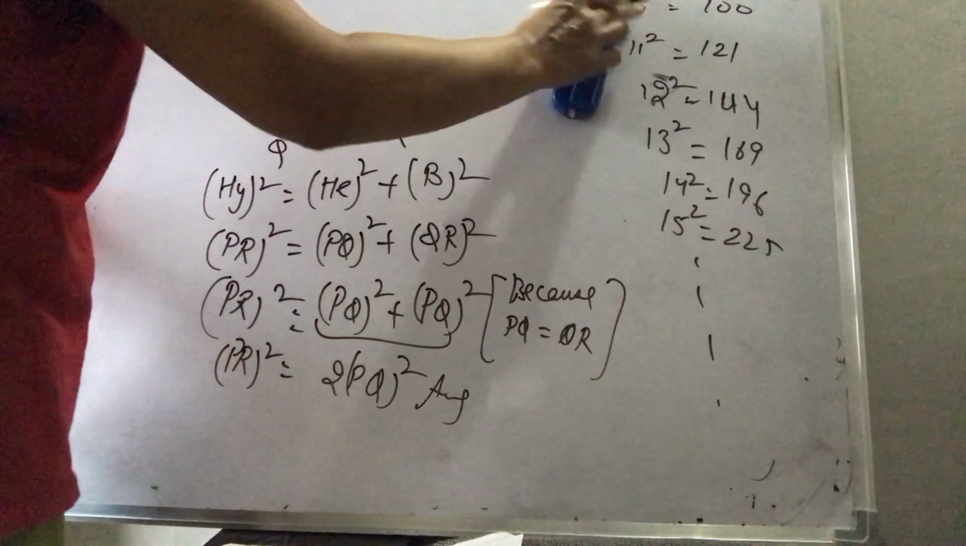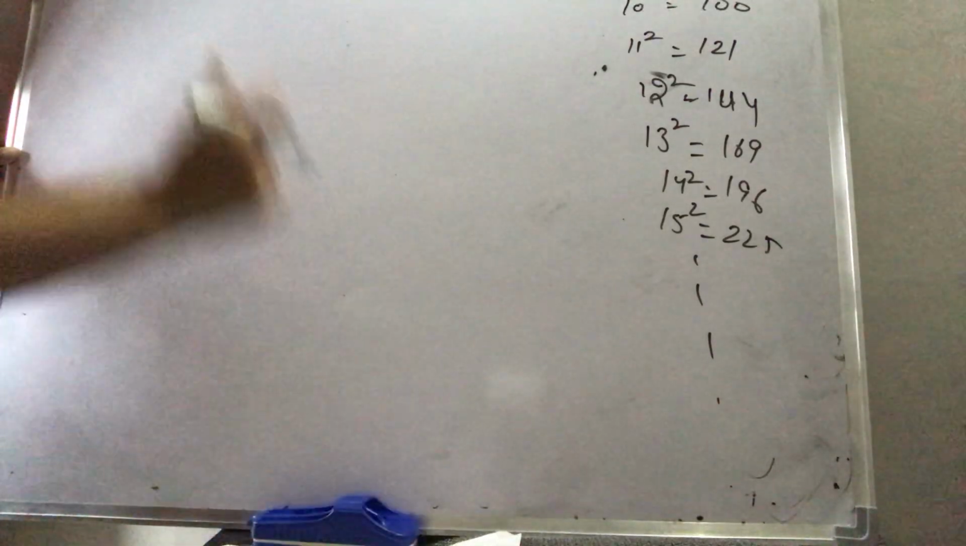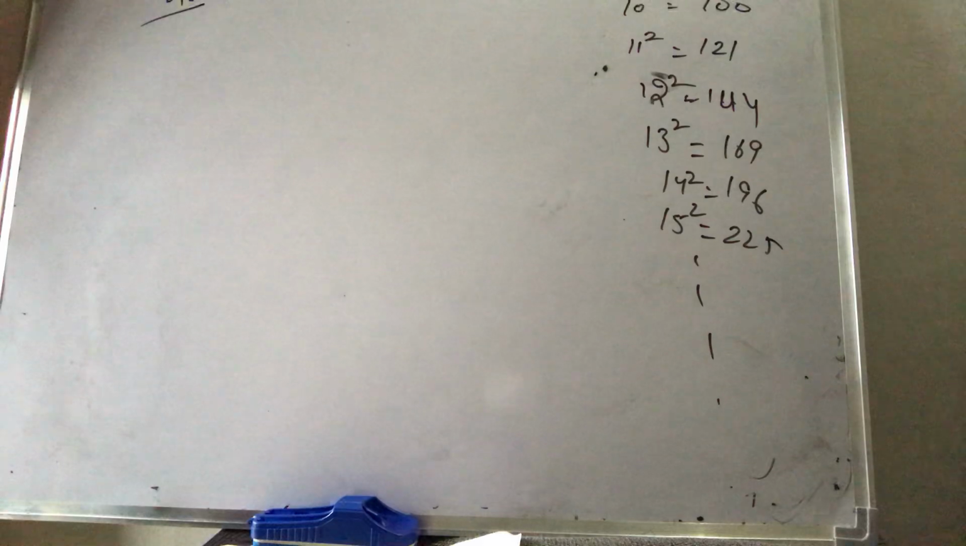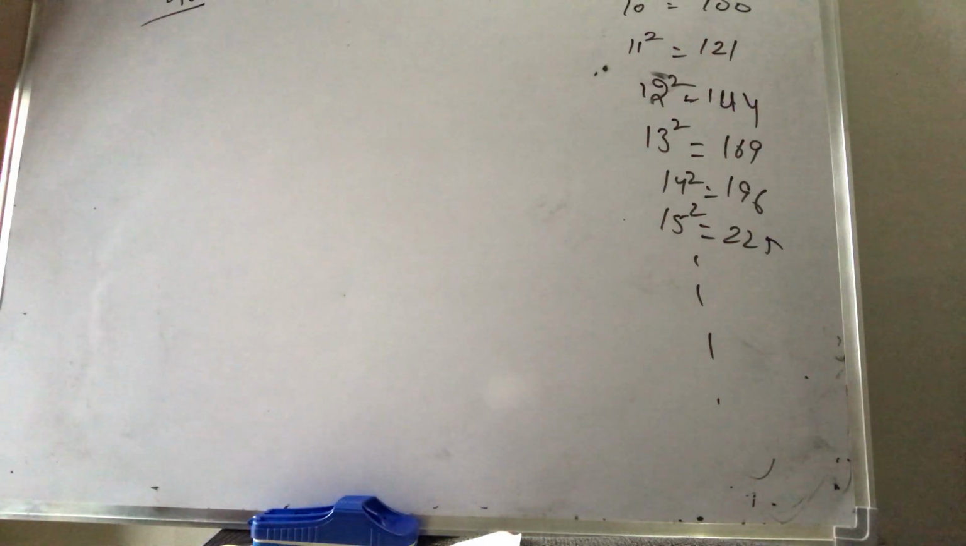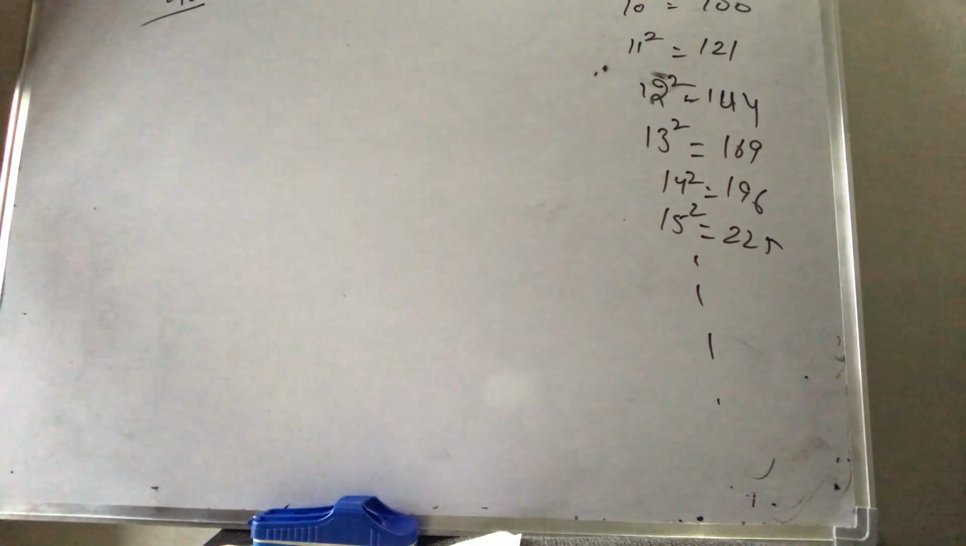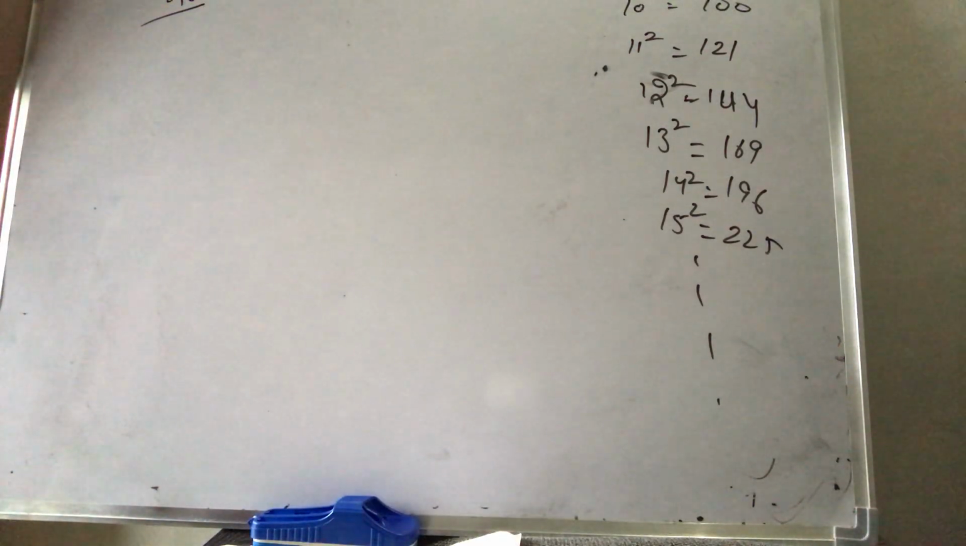Now question number 8. Question number 8 is: the sides of the triangle are of length 6 centimeter, 4.5 centimeter and 7.5 centimeter. Is it a right triangle? It means we have to verify the Pythagoras theorem. If the theorem is satisfied, then we will write that yes, it is a right triangle.